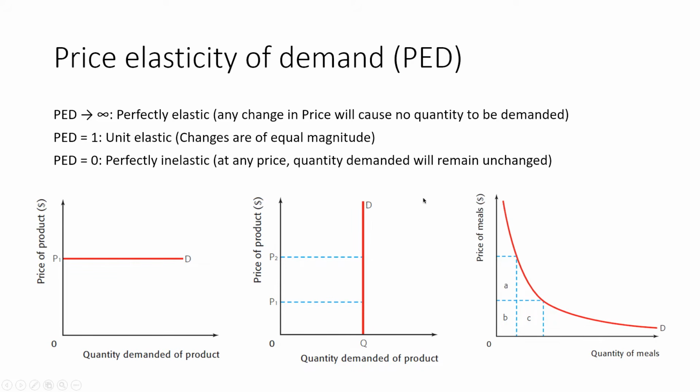It can also be unit elastic, which is here, which is that it's not really responsive at all. That means that the changes are equal at all points. And then we have PED equals 0, which is that it's perfectly inelastic, and then at any price, quantity demanded will remain unchanged. So the quantity demanded is a vertical line, and it will not change with the price.